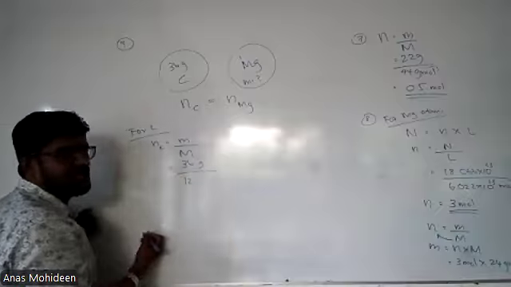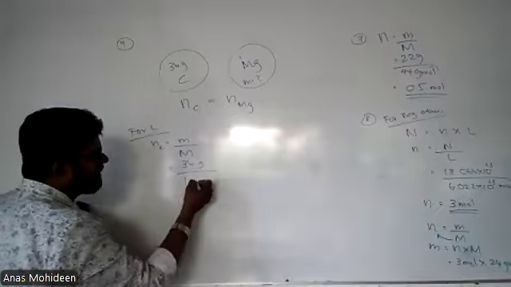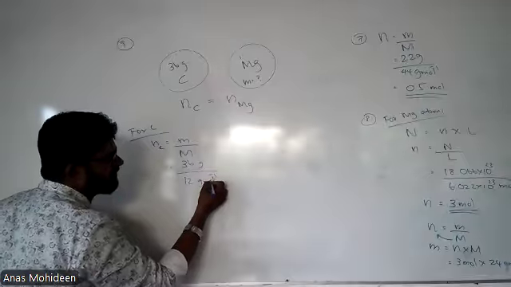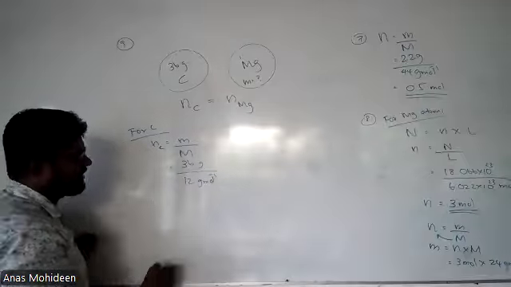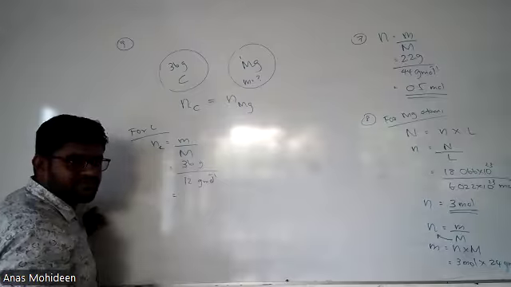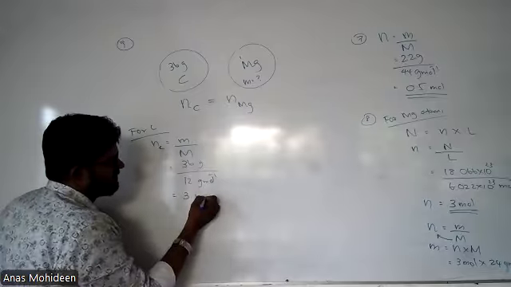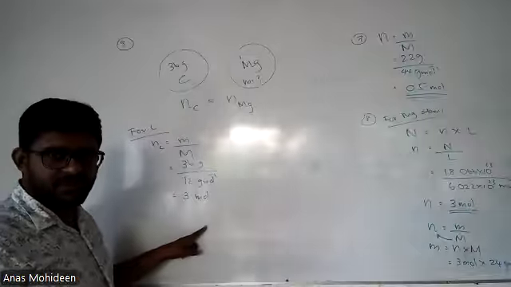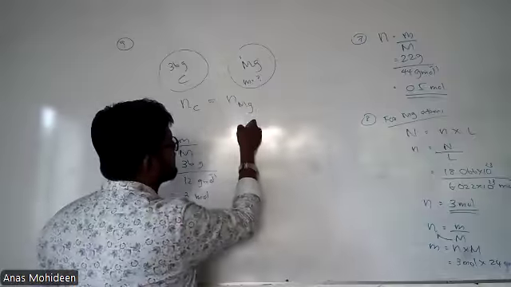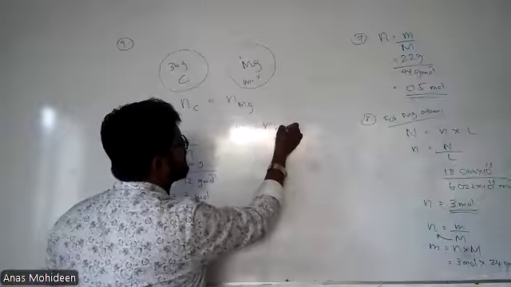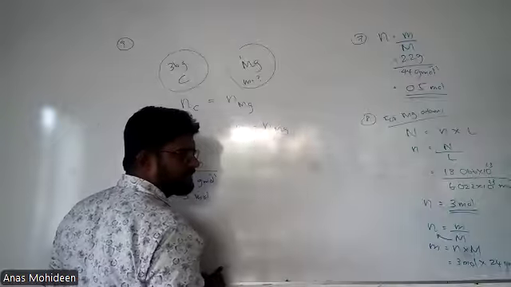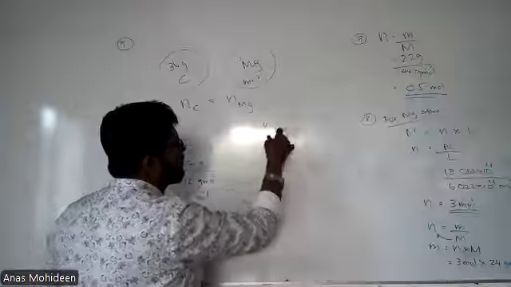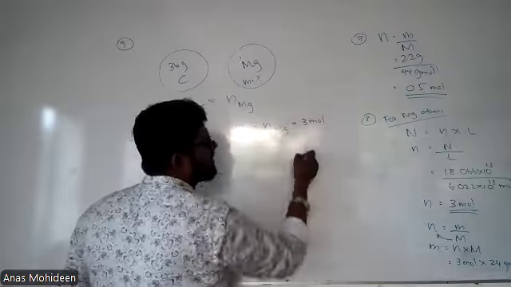Carbon, not carbon dioxide. Carbon is 12 grams per mole. It is usually given in the question. 36 over 12, how much? 3. How many moles of carbon are there? 3. And the question says Nc equals Nmg. Magnesium moles should also be equal to 3 moles.